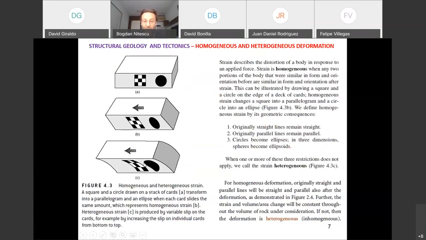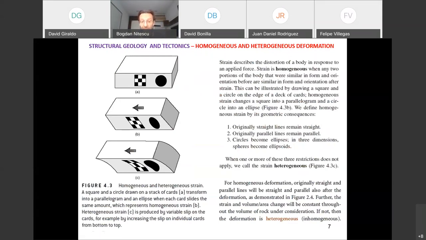But if you slip the cards with different translation vectors, and maybe laterally, now you get heterogeneous deformation. And you see what happens to the markers here? You no longer have straight lines.